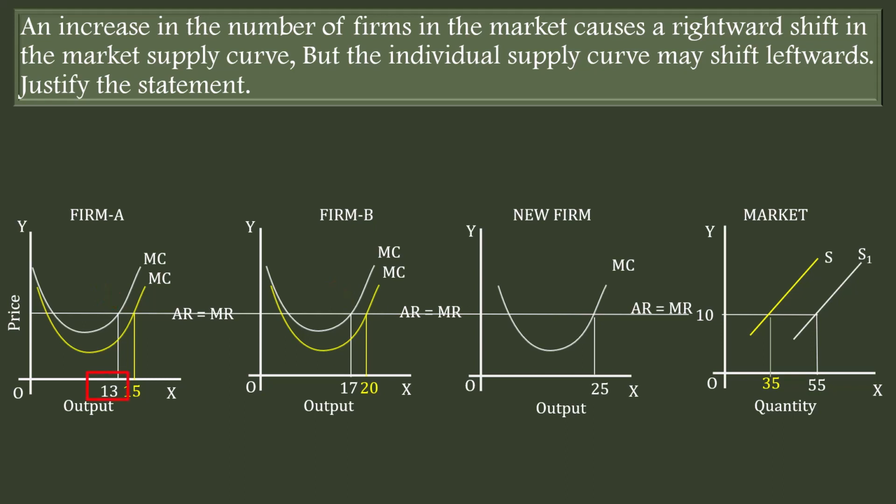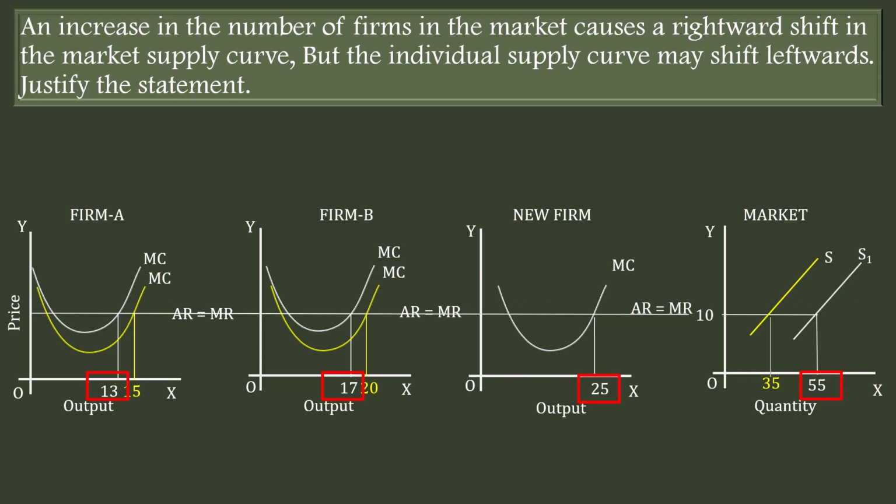Accordingly, the supply of firm A is 13 units and that of B is 17 units. The new firm's supply is 25 units. The new market supply is 55 units. So, the market supply curve shifts to right.